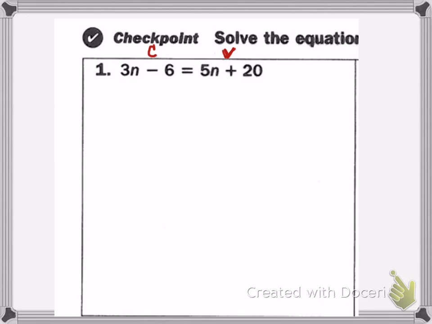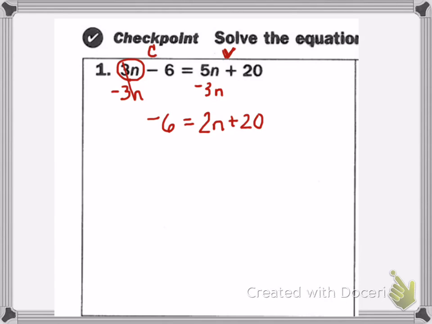So that means on the left, I want to get rid of the variable term 3n. So I'm going to subtract 3n from both sides. The 3n minus 3n on the left will cancel, and I bring down the negative 6. Notice I'm bringing down that minus sign as a negative. On the right-hand side, I'm going to subtract 5n minus 3n, and that gives me 2n, and I bring down the plus 20. So now I've gotten all my variables together on the right-hand side.